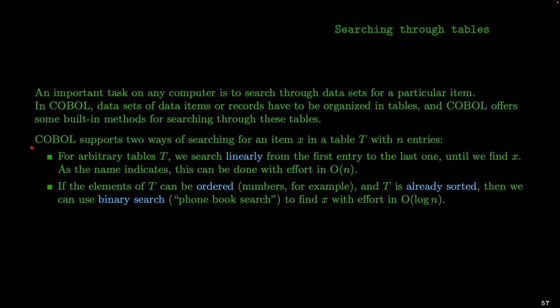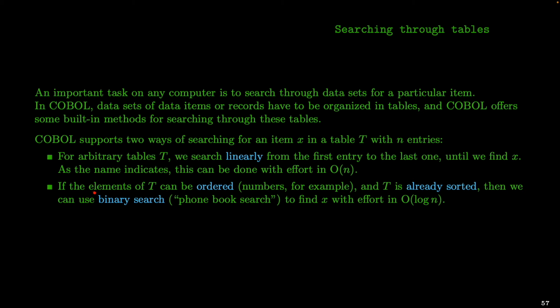There are two ways of doing this. So say we're looking for an item X in a table T that has n entries, then the generic way for arbitrary tables T is to search linearly through them. That is, you start at the first entry and go to the next and the next after that until you reach the last one, comparing each one to see if you find the item X. And as the name linear search suggests, this can be done with linear computational effort, O of n.